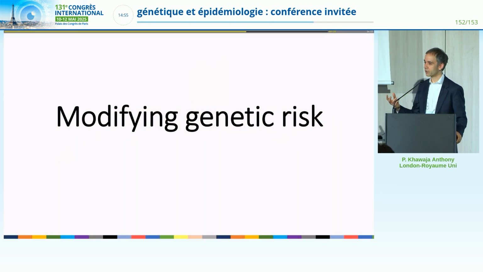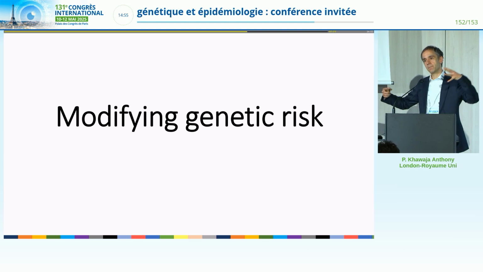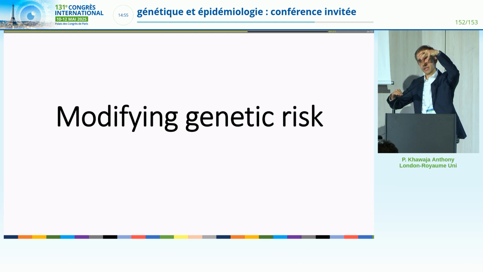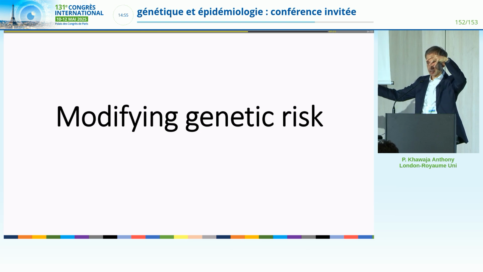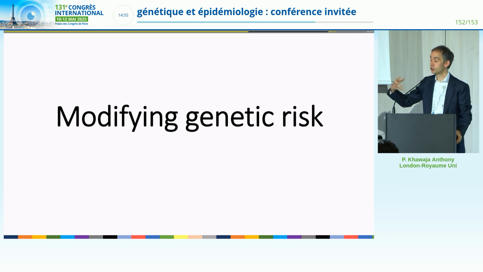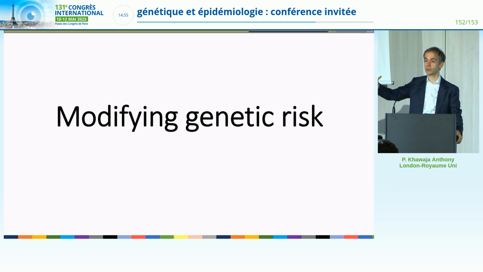Let's think about it the other way. So here we've thought about, well, does caffeine associate with glaucoma risk? Well, maybe genetics modifies whether caffeine associates with glaucoma risk. But what about the other way around? You've got a high genetic risk of glaucoma. Can caffeine intake or anything else reduce your risk, even if you're at high genetic risk?